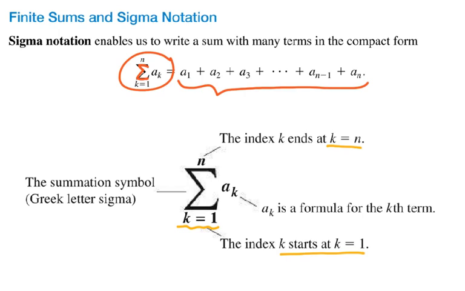This Greek letter sigma represents our summation symbol. And then a sub k will be the term or the formula we use to find each term. So it's going to essentially represent our nth term, and we'll plug in our index values, k equals 1, k equals 2, k equals 3, repeatedly and add up all of those terms until we get to our nth term.